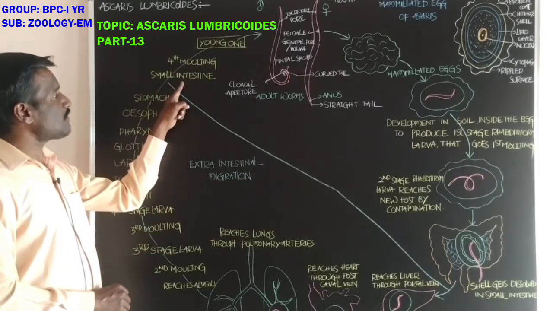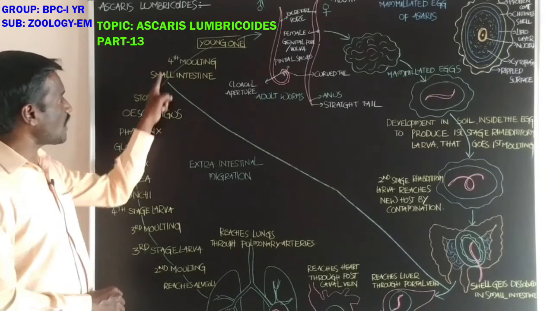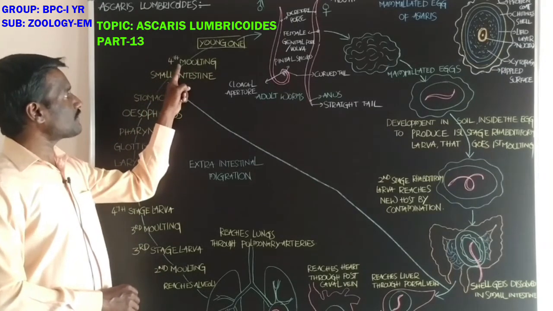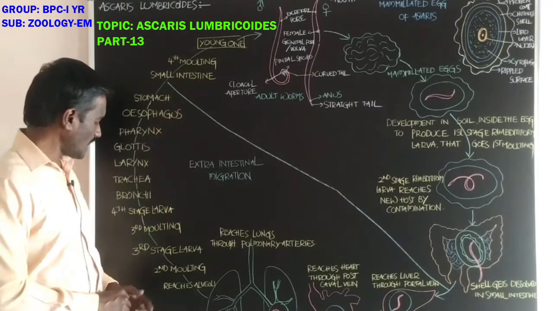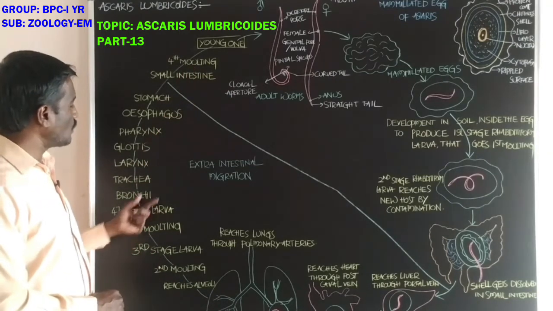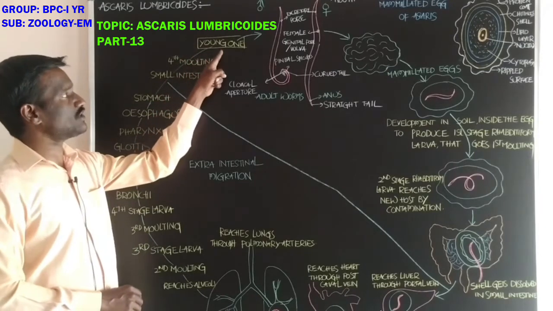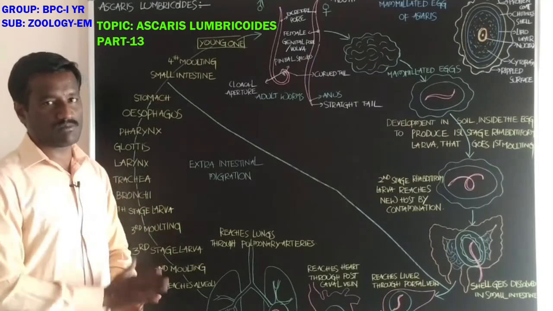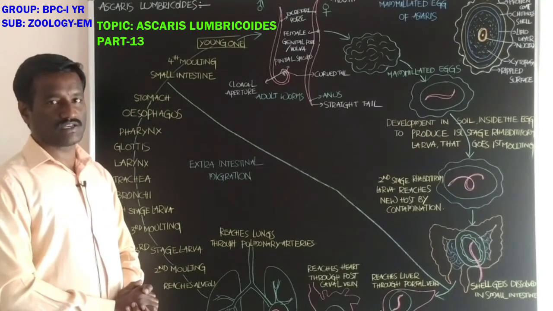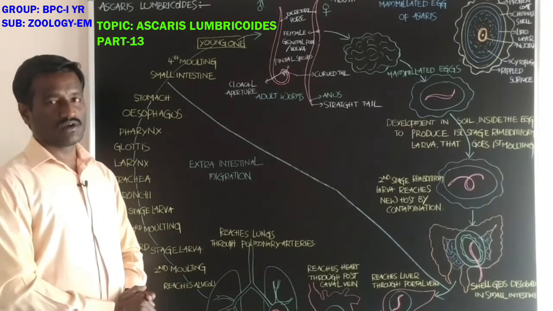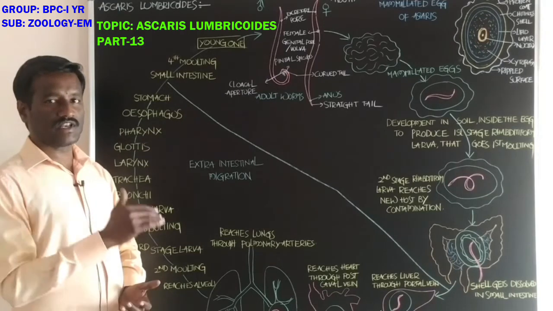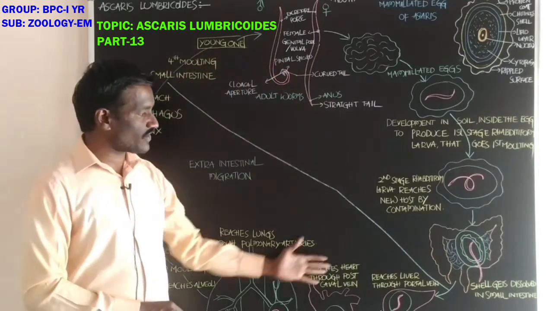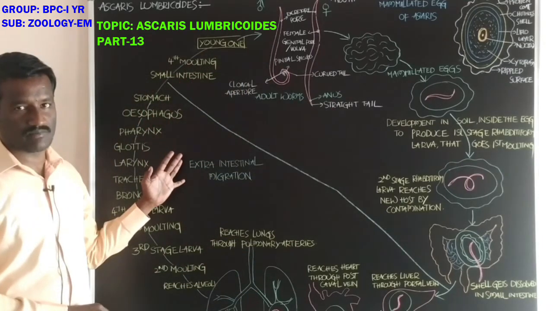In the small intestine, the fourth stage larva goes to the fourth molting and develops into the young one. These young ones gain sexual maturity and develop into adult worms within 8 to 10 weeks. Okay student, that is the life cycle of Ascaris lumbricoides.